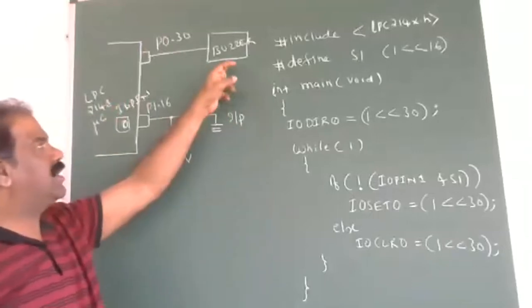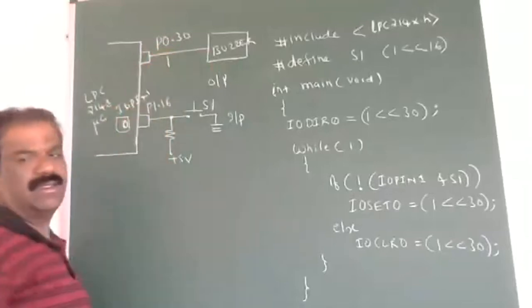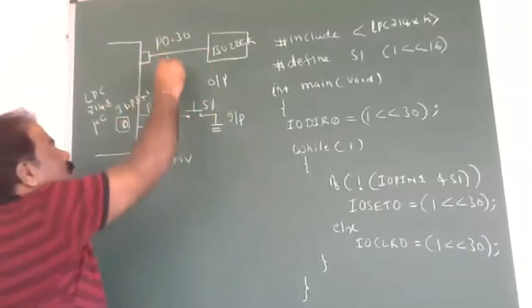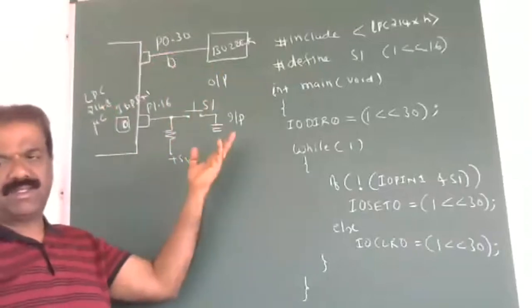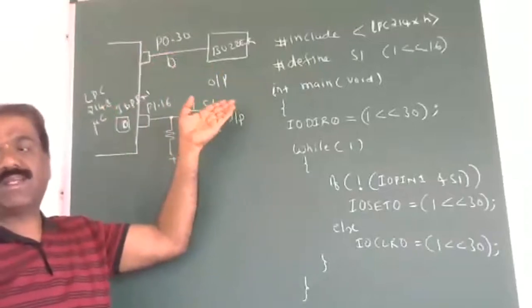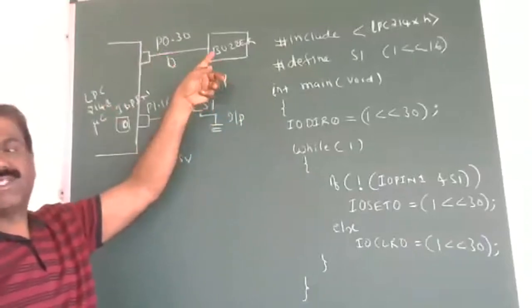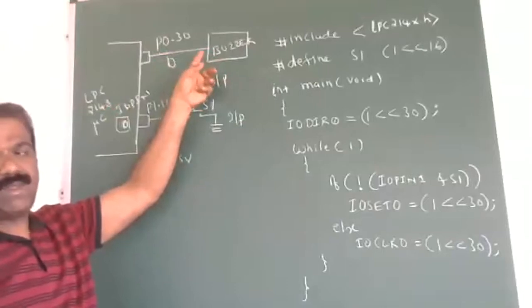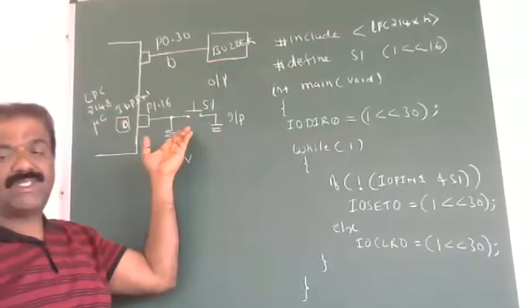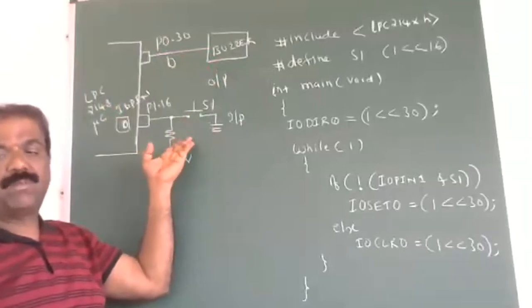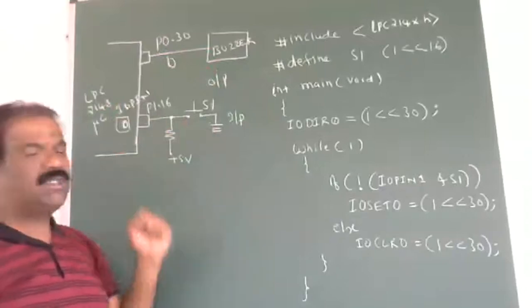If you want to create a beep sound, we have to make the pin high. If you want to switch it off, you have to make it low. To make it low, you go for IO clear; to make it high, you go for the IO set register. Here we use IOCLR0 and IOSET0 because we are using port 0. But to get the information from the switch, I have to go for IOPIN1, because we are using port 1.